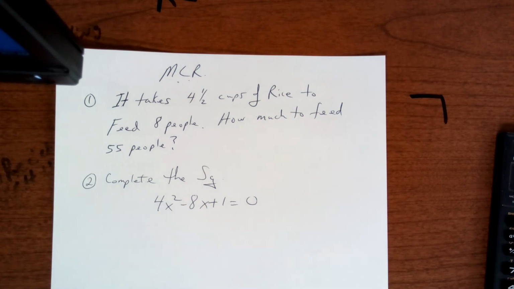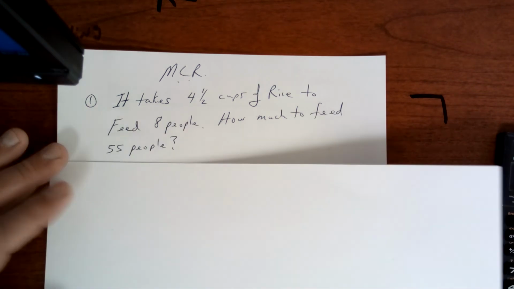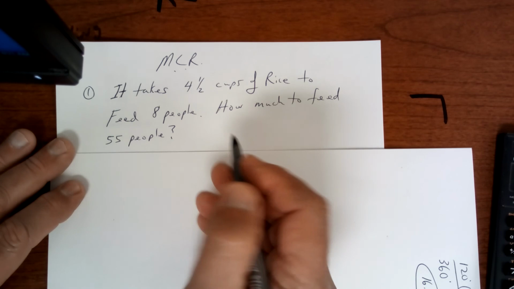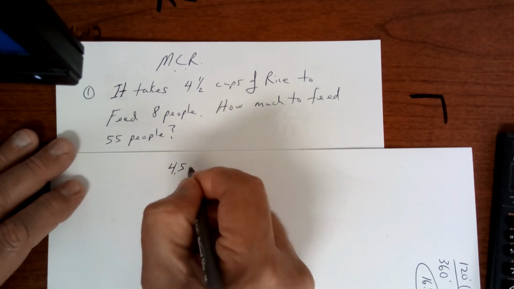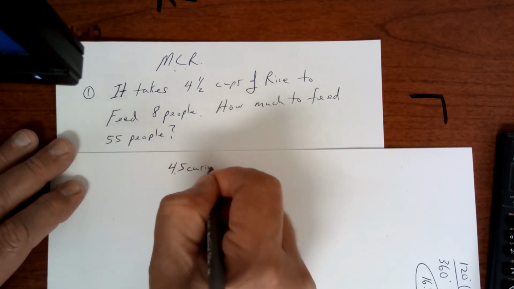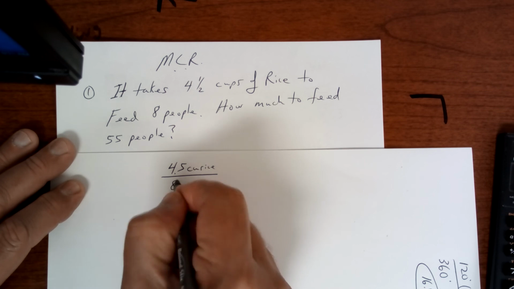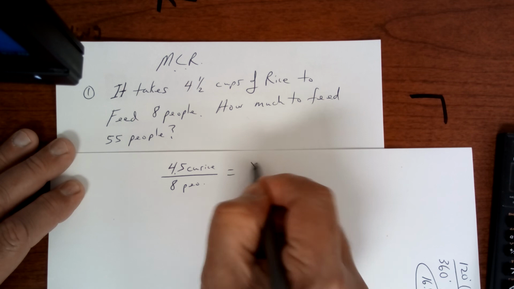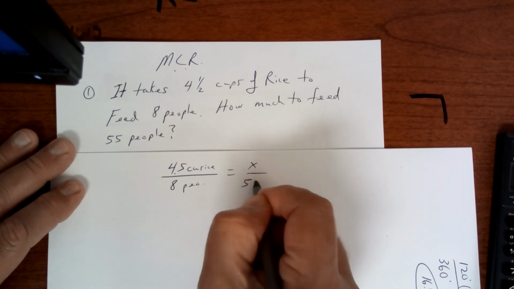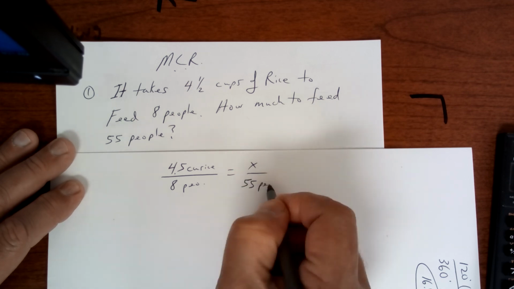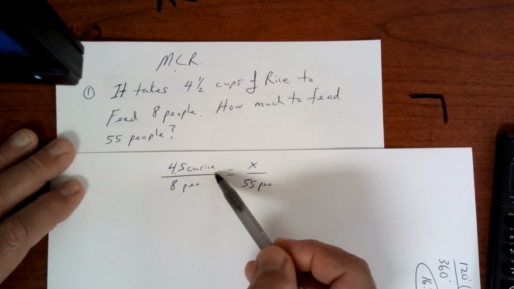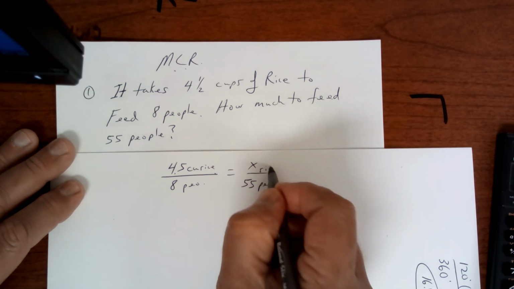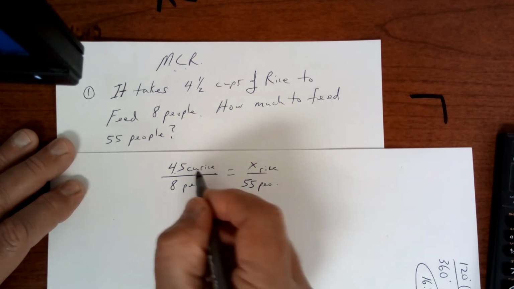All right, it takes 4.5 cups of rice to feed 8 people. So 4.5 cups of rice will feed 8 people. How much rice is needed to feed 55 people? This is a proportion. Notice how I put rice over people and rice over people.